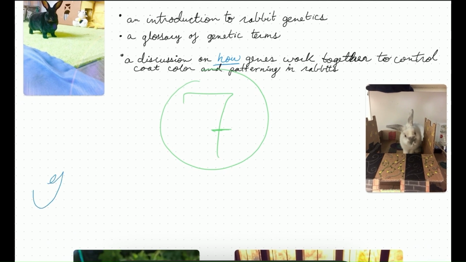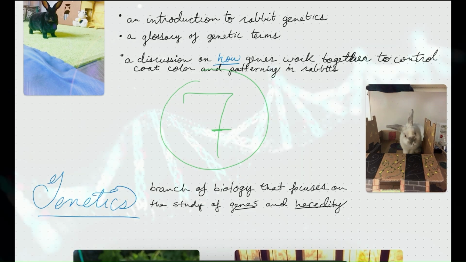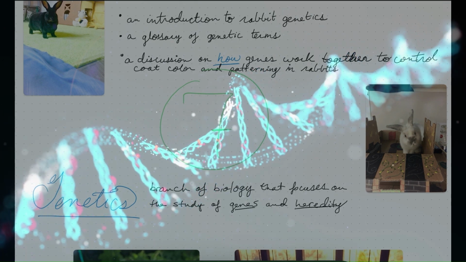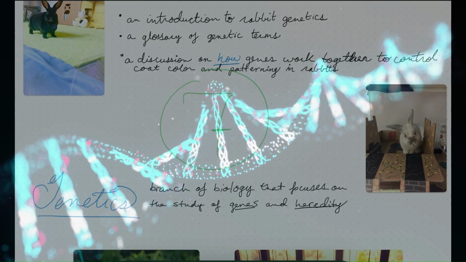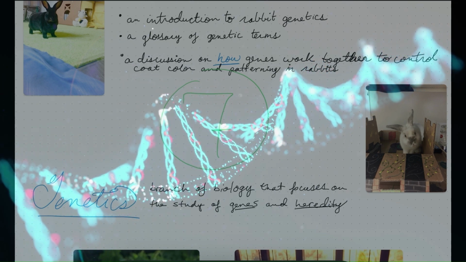So, before we can begin discussing genetics, what is genetics? Genetics is the branch of biology that focuses on the study of genes and heredity. The study of genetics is essential to understanding what to expect in the offspring of particular pairs of parents. Genetic information is stored in the DNA, and the composition of those genes plays a large role in determining what we see and can measure when we look at an individual bunny.